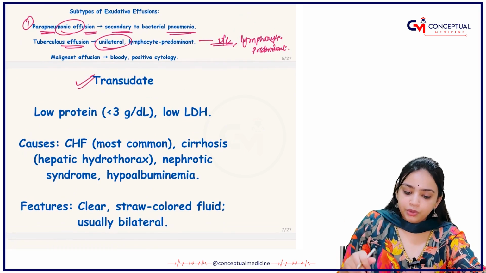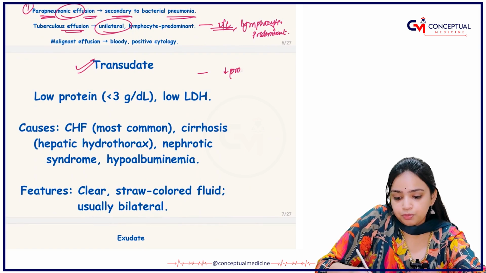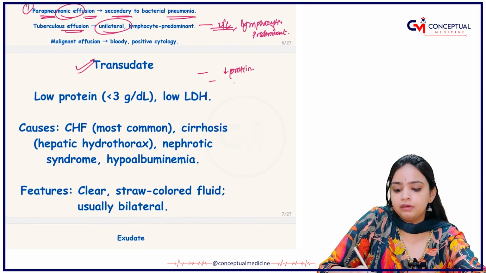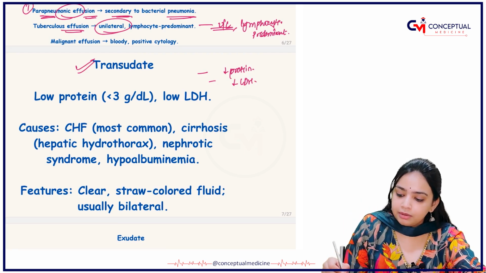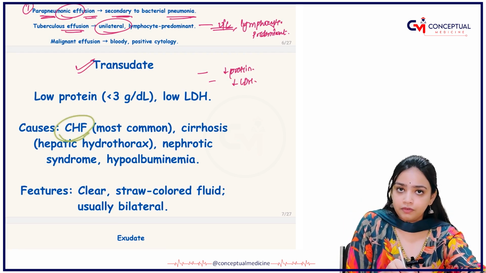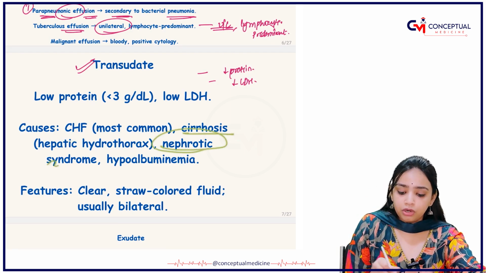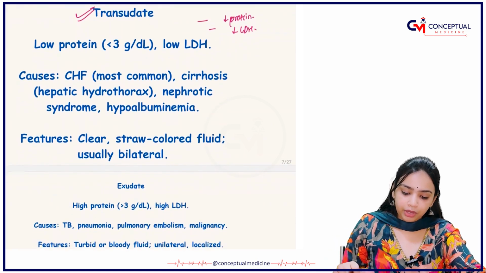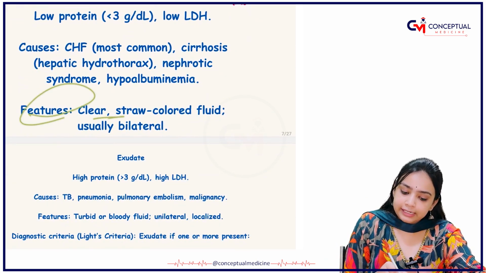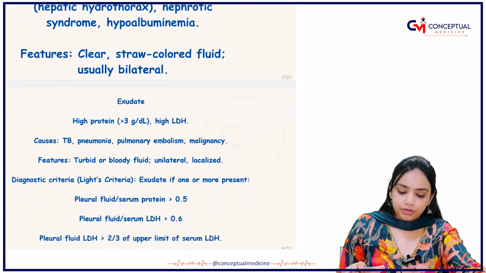Then you have exudates. What are exudates? In exudates, you will be having decreased protein, that is, the protein level will be low, and low LDH levels. What are the causes? Congestive heart failure is the most common cause, or cirrhosis, nephrotic syndrome, or hypoalbuminemia. Okay. The features are, it is clear, straw colored fluid, and usually bilateral.